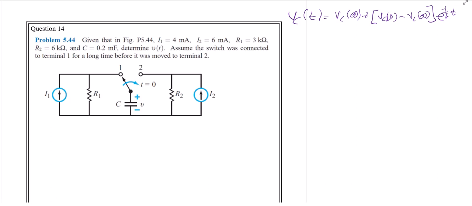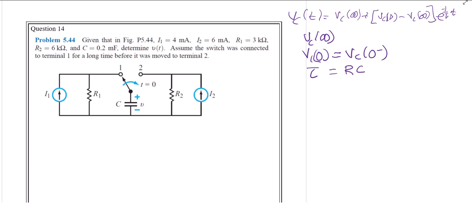So our goals are, we need to find Vc at infinity, Vc at 0, and tau equals RC. The thing about capacitors is that they cannot change voltage instantaneously. So Vc at 0 has to equal Vc at 0 minus. So if you can find what the voltage is before the switch action, you know what the voltage is at 0, and that's how you go about it.